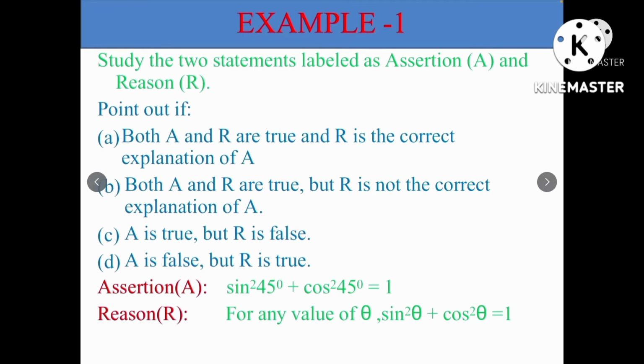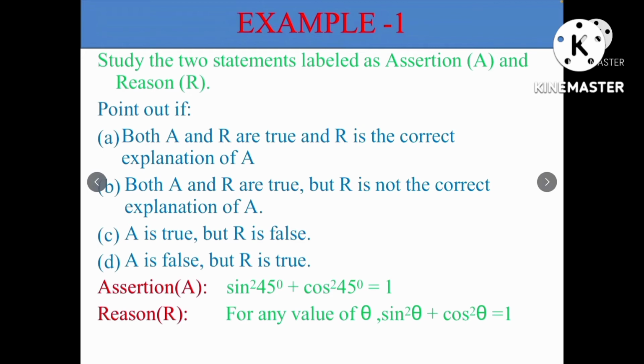So this is the first example. Study the two statements labeled as assertion A and reason R. Point out if these are the options or alternatives. Now the assertion is given: sin square 45 degree plus cos square 45 degree equals to 1, and the reason is given: for any value of theta, sin square theta plus cos square theta equals to 1.